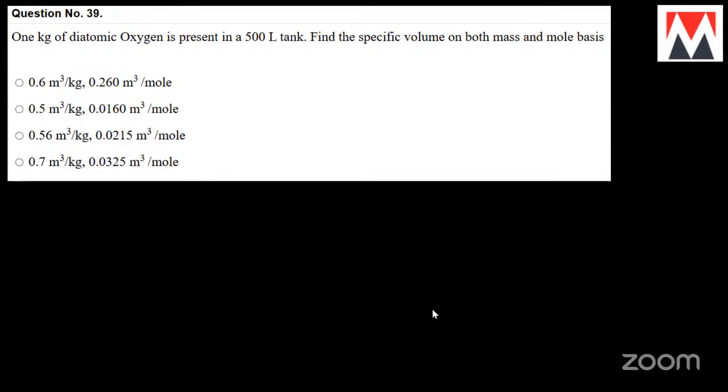So let us do this. You have 1 kg of diatomic oxygen present in a 500 liter tank. Find the specific volume on both mass and mole basis. So it is given, specific volume on mass basis equals 0.5 by 1, which is 0.5 meter cube per kg.